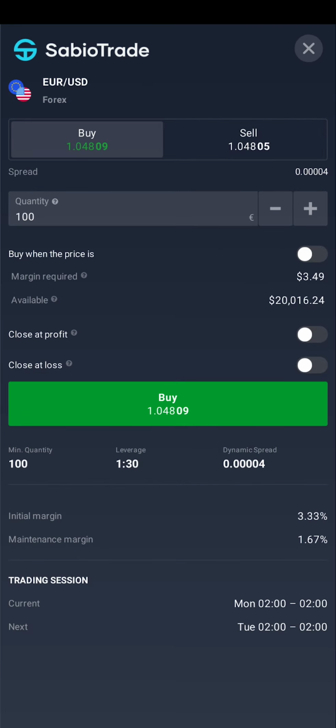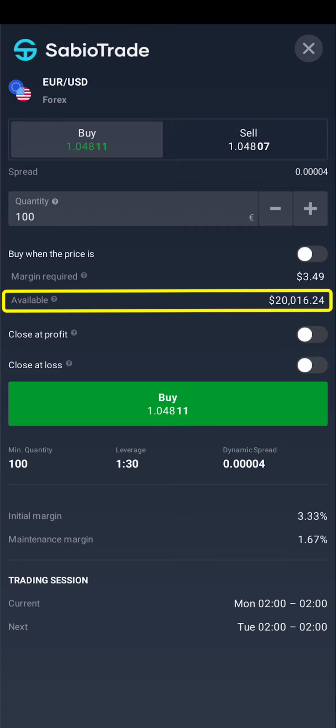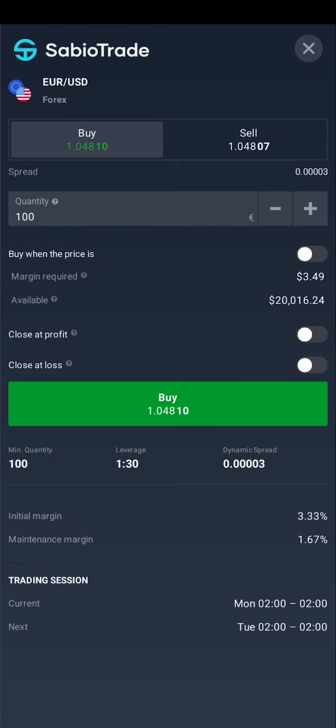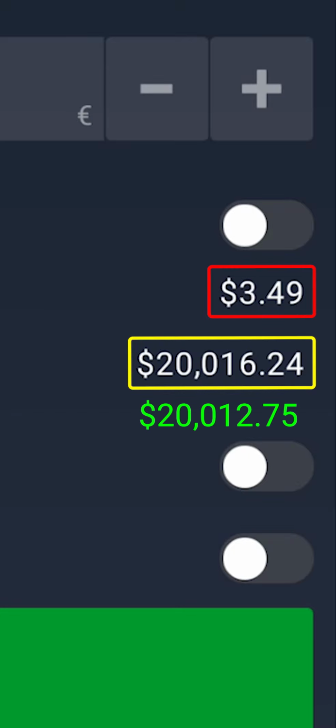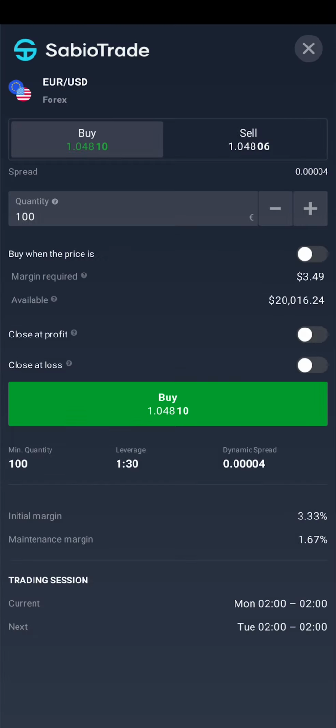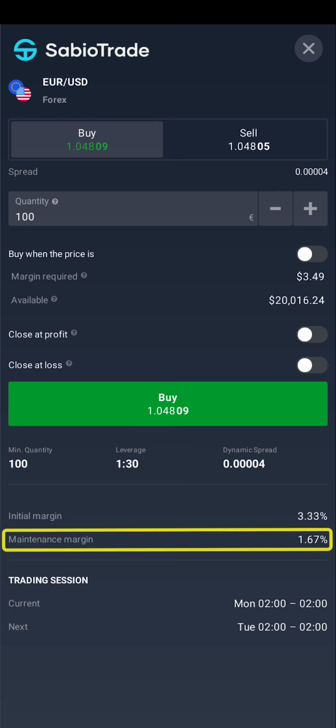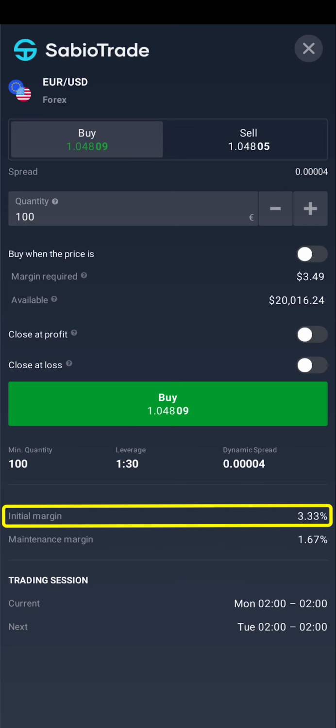Once the trade is opened, this amount is deducted from your available trading balance. So, if your initial available balance was $20,016, after opening this trade, it would drop to $20,012. The more trades you open, the higher your total margin collateral becomes, reducing the funds available for new trades. To keep a trade open, you also need a maintenance margin, which is 50% of the initial margin.